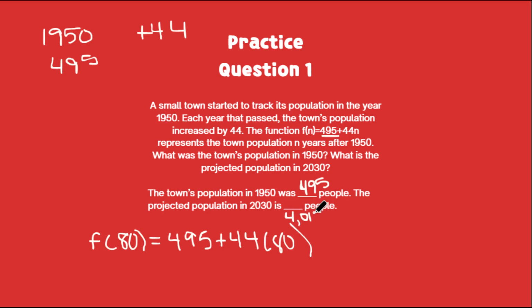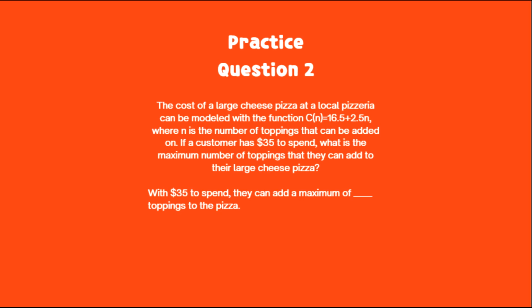4,015 people in 2030. That's a big difference. Here's practice question number 2. The cost of a large cheese pizza at a local pizzeria can be modeled with the function c of n is equal to 16.5 plus 2.5n, where n is the number of toppings that can be added on. If a customer has $35 to spend, what is the maximum number of toppings that they can add to their large cheese pizza? Pause it, figure it out, come back.